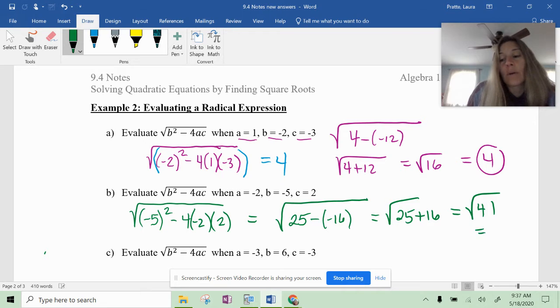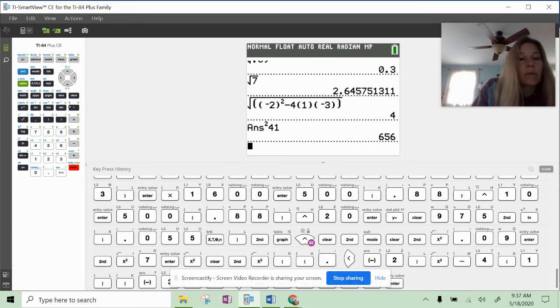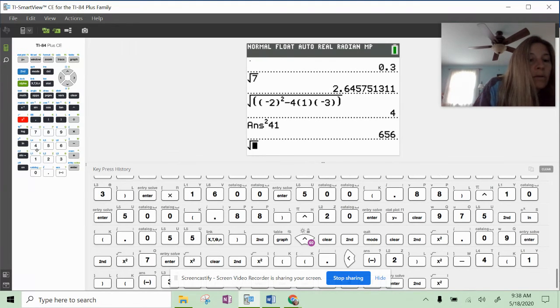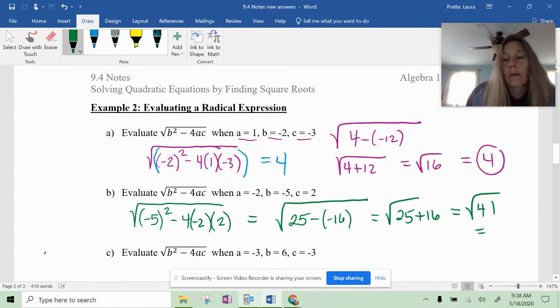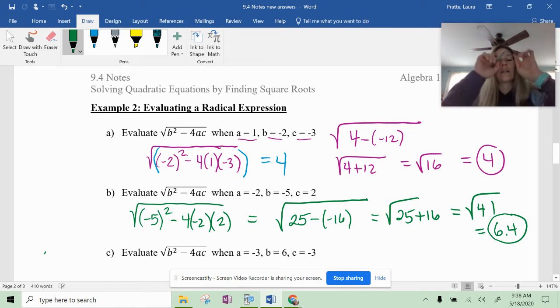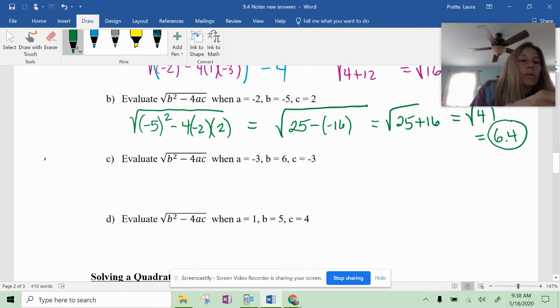And the square root of 41 now is the only thing I have to put in my calculator. So the square root of 41 is 6.4. Now for all of these, we're only looking for the positive answer. We don't have a plus minus or anything in front. All right, and then let's do 2 more of those.